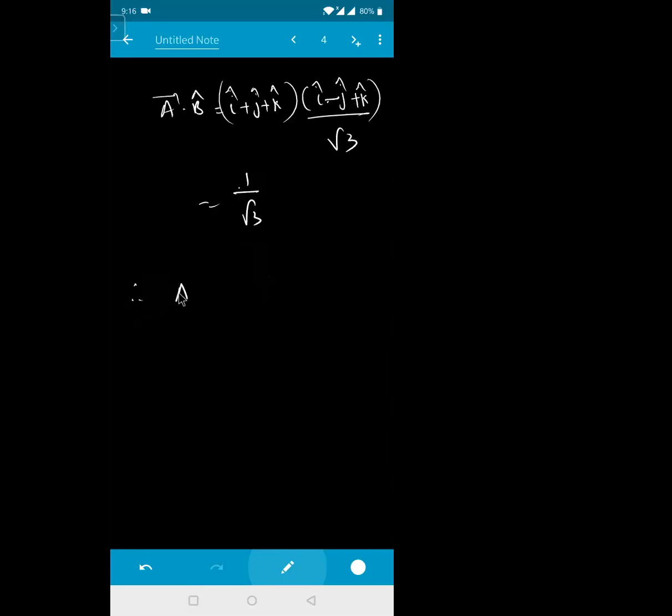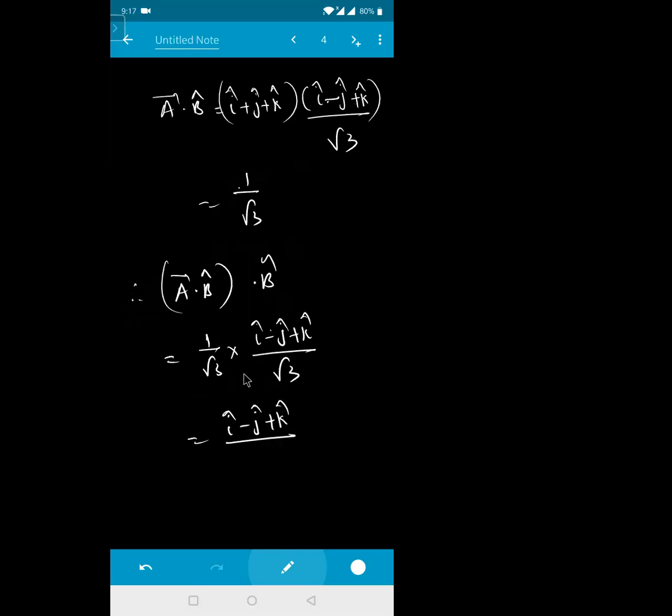Therefore, I can write here A bar dot B cap times B cap, which is 1 by root 3 into B cap, and B cap value is I cap minus J cap plus K cap divided by root 3. Root 3 into root 3 is 3. So the answer is 1 by 3 into (I cap minus J cap plus K cap).